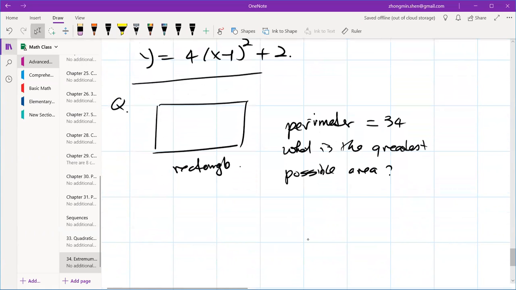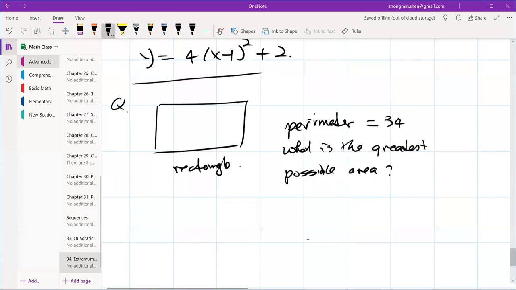Well, based on your experience, you will say that, okay, I know the square has the largest possible area. Then just find the edge length of the square. 34 divided by 4 will be 17 over 2, right? But how do you know the square has the largest possible area? With a fixed perimeter, you don't know. You have to prove it, right?